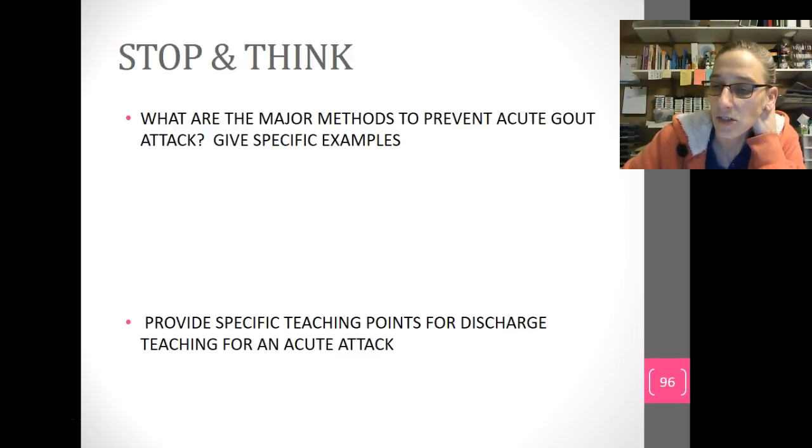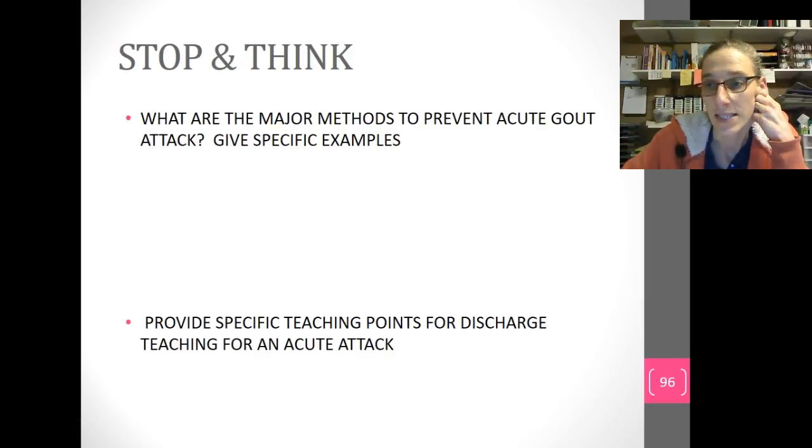If you use colchicine frequently, then you may need to get vitamin B12 injections. We can also use indomethacin and allopurinol to try to prevent acute gout attacks. Now, specific teaching points for discharge teaching are going to be drug therapy: the NSAIDs, ibuprofen and indomethacin, and the colchicine. You give it 1 to 2 hours until the pain subsides or when nausea, vomiting, and diarrhea develop.